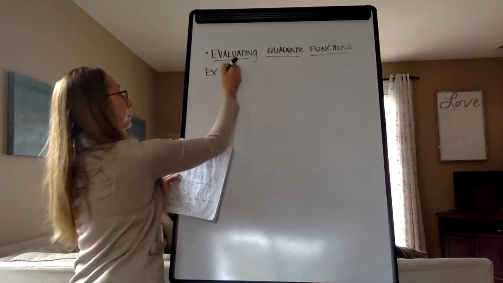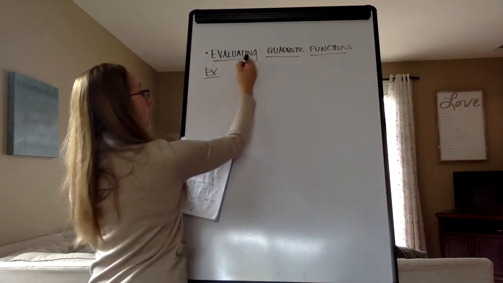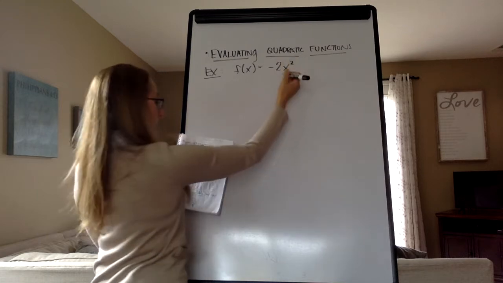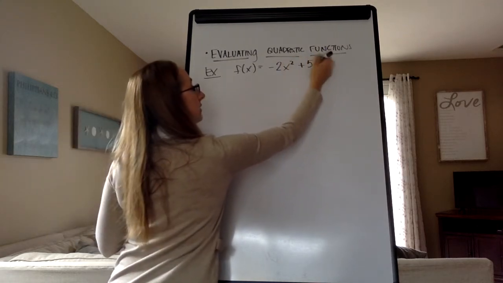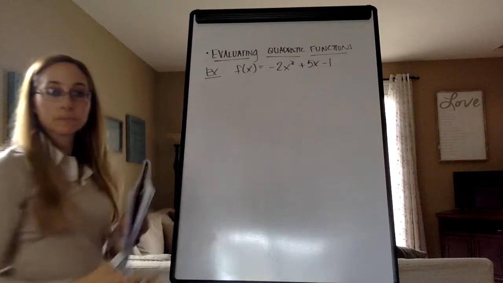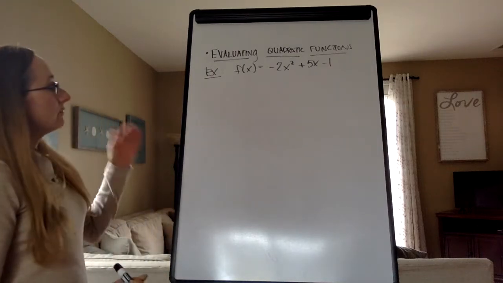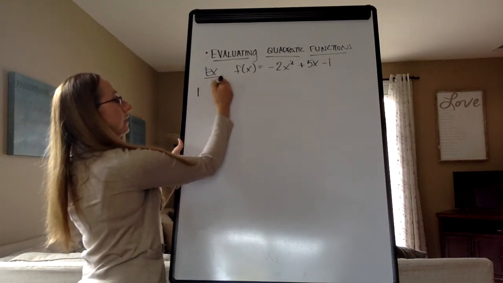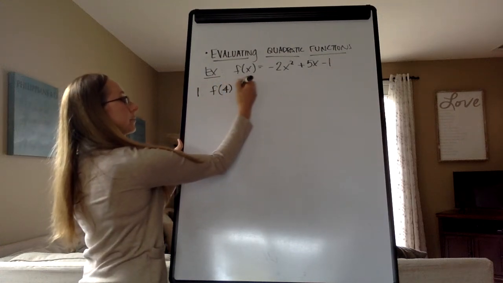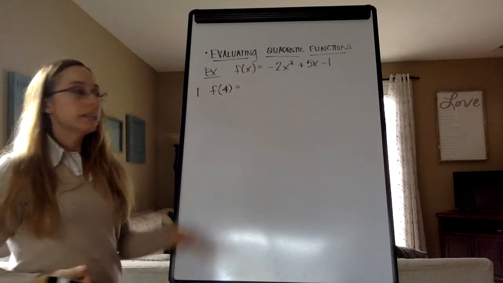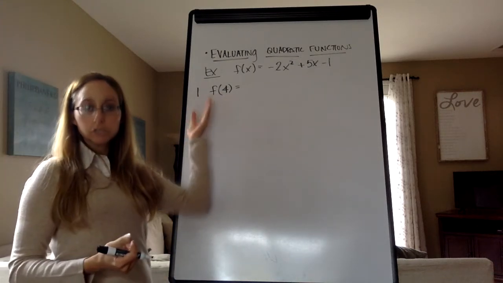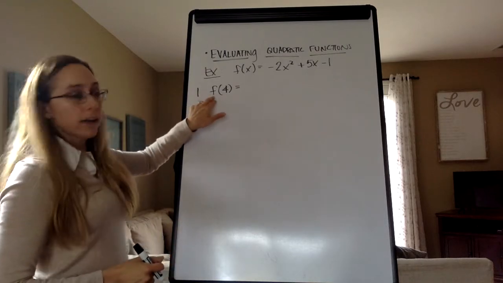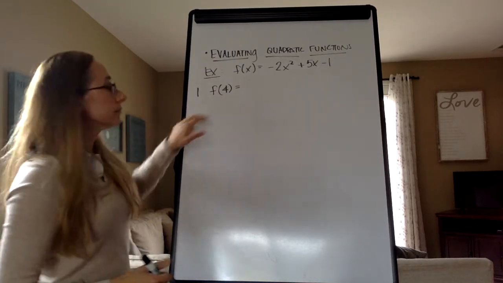Here's an example. We are given f of x is equal to negative 2x squared plus 5x minus 1. Let's go ahead and evaluate the quadratic function at 4. So the first example we're going to be looking at is f of 4. So what does that mean? It does not say f times 4. It's in function notation, and again, that's f of 4. So we're going to evaluate the function f at the value of 4.